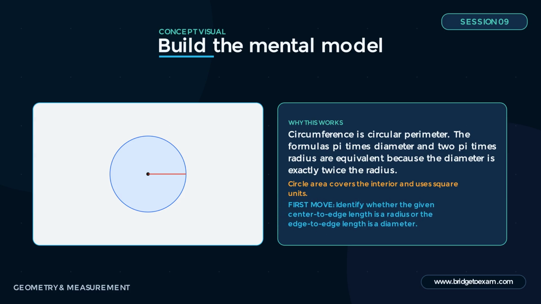First, identify whether the given center-to-edge length is a radius or the edge-to-edge length is a diameter. Second, use the formula matching the given measurement to avoid an unnecessary conversion. Third, multiply by pi, round as directed, and attach plane units. Finally, estimate the circumference as a little more than 3 diameters. Do not skip the final check simply because the calculator produced a number.